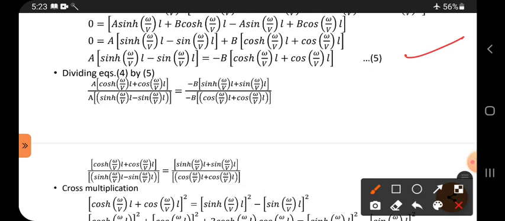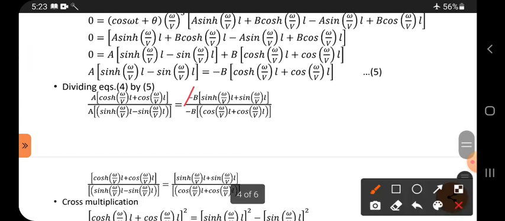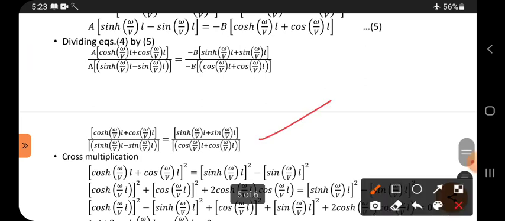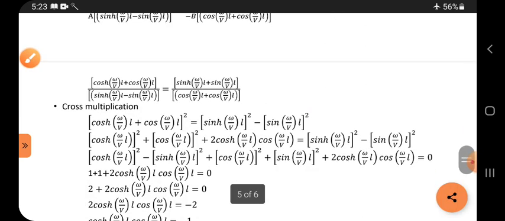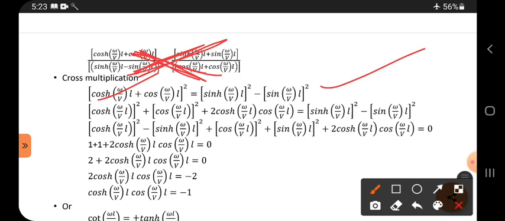Now divide equation 4 by equation 5. This is the fourth equation and this is the fifth equation. From these two equations, minus v gets cancelled and a gets cancelled, and then we have these things. Cross multiplication means multiply these two things and write on the left side, and multiply these two things and write on the right side only.